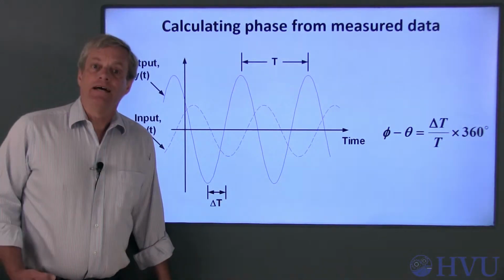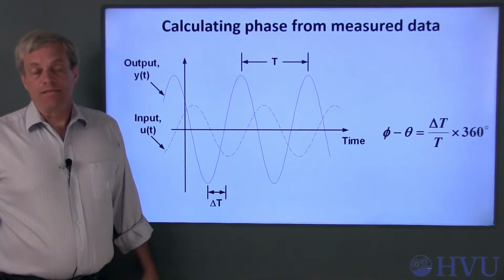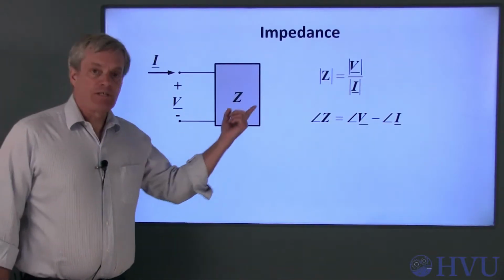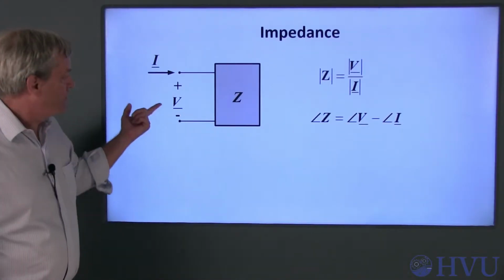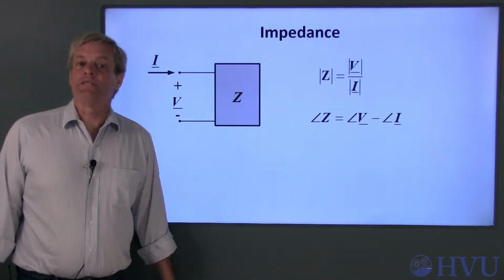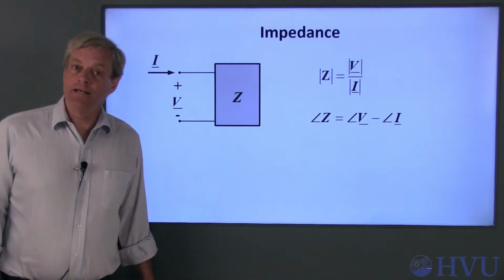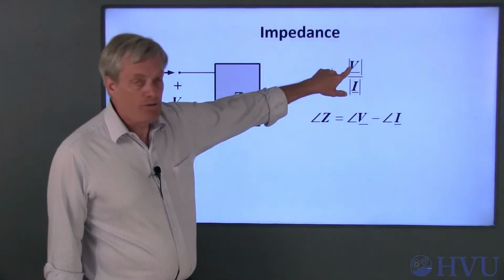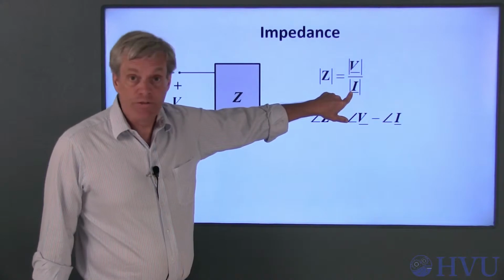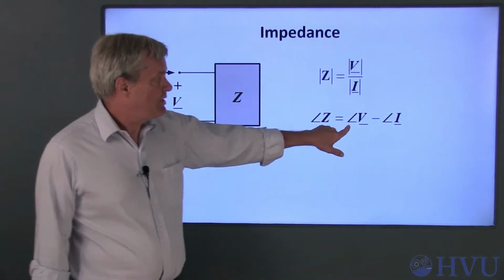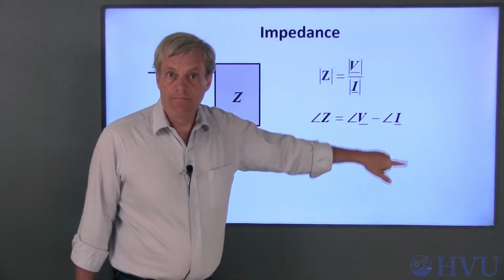Next, we'll apply these concepts to the measurement of impedance. The impedance of a circuit is defined as the ratio of a voltage phasor to a current phasor. In polar coordinates, the impedance is defined by its magnitude and phase. The magnitude of the impedance is the magnitude of the voltage phasor divided by the magnitude of the current phasor. The phase of the impedance is the difference between the voltage phase and the current phase.